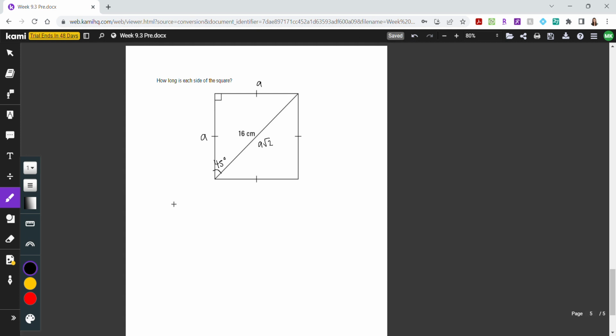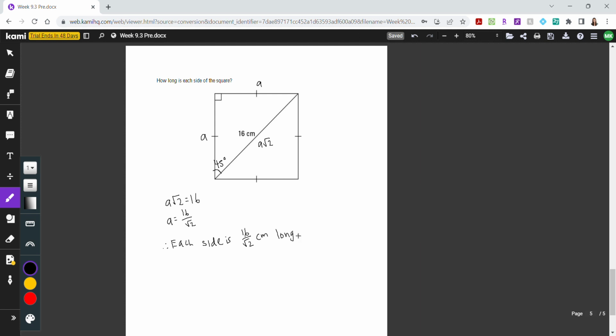Now I want to find out what A is. Written as an equation, it's A square root 2 equals 16. Isolate A by dividing both sides by square root 2 to give 16 over square root 2. So each side is 16 over square root 2 centimeters long.